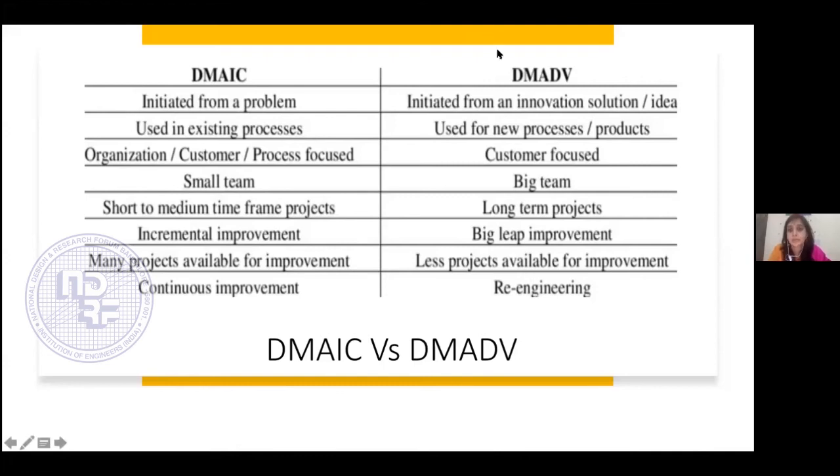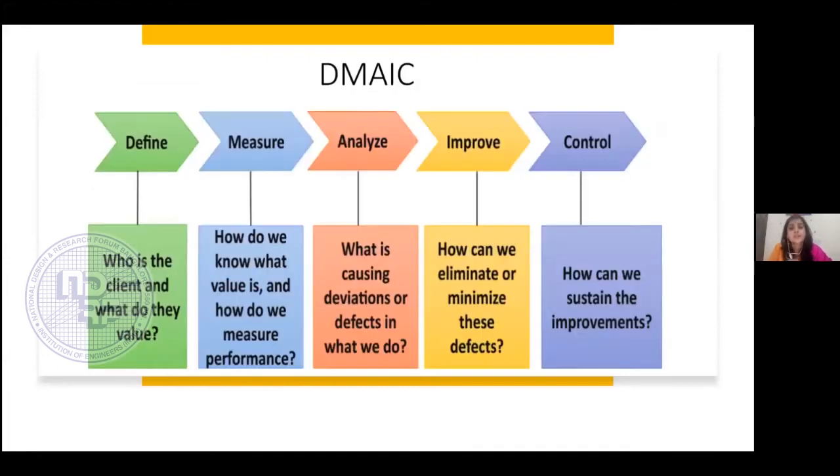It's a continuous improvement. DMADV, on the other hand, looks for innovative solutions and ideas, and is used for new processes or products. It's very much customer focused. A big team works for a long term, for a big leap improvement. Unlike DMAIC, which is incremental, this is like re-engineering a whole new set. You just scrap the old one and start everything new from scratch. And there are fewer projects available for improvement because it requires a lot of cost and takes time. So that's the basic difference between DMAIC versus DMADV. Just a little more in depth with the DMAIC process, these are some of the basic questions that you would ask in each of these 5 phases.